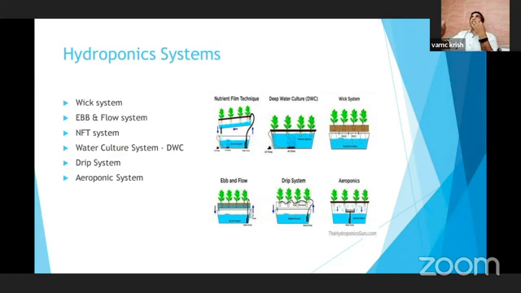Commercially people are using this, and on balconies also. The most famous is NFT, where people use different channels, food-grade channels must be used for NFT channels. Again, deep water culture is also used commercially, and the drip system is maintained in polyhouses with cocoa peat and cocoa slabs. We are using that one also.